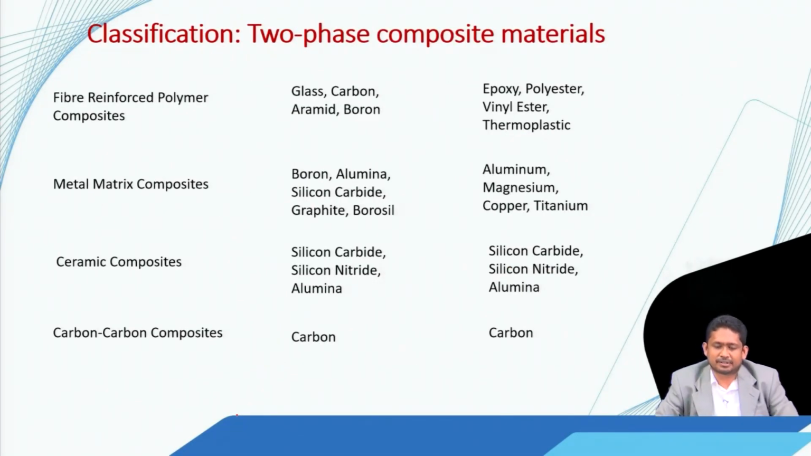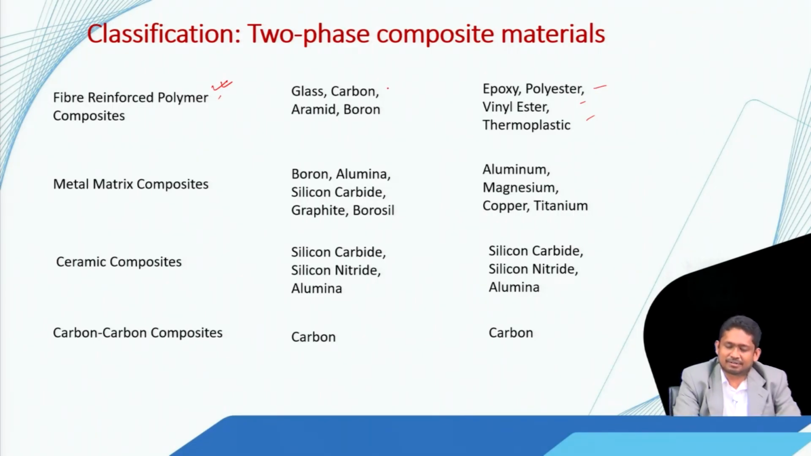Now here we'll see the classification of two-phase composite materials. First is fiber reinforced plastic composites. These fiber reinforced polymer composites are something that we'll deal with in this course in more detail. Here the matrix is epoxy, polyester, vinyl ester, or it can be thermoplastic. So there are two types of matrices. One is thermosetting, another is thermoplastic. We'll look into those as we progress.